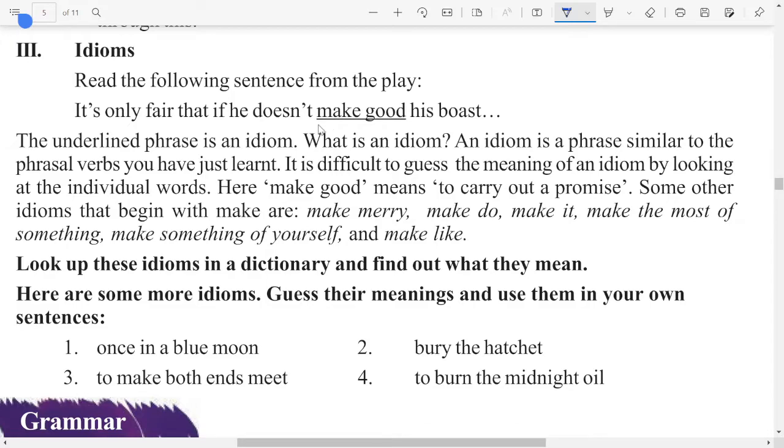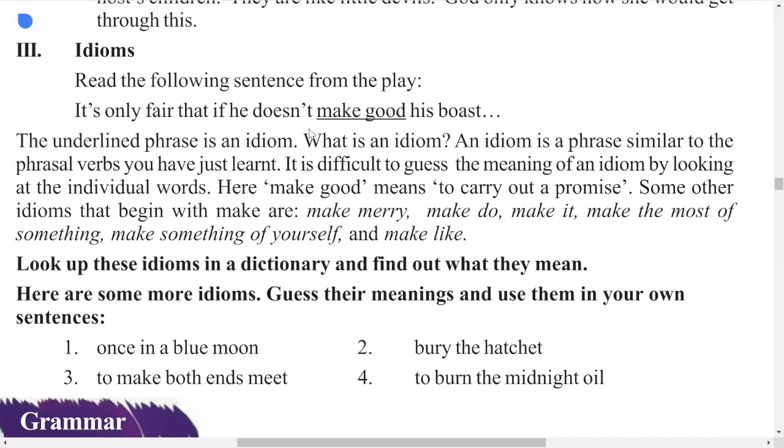And idioms have different meanings when you use them in sentences, and they are called colloquial language. Colloquial language means not language which is so perfect or so grammatically correct, but regular usage words. An idiom is a phrase similar to a phrasal verb. This is almost similar to phrasal verb, which you have learned above. It is difficult to guess the meaning of an idiom by looking at the individual words.